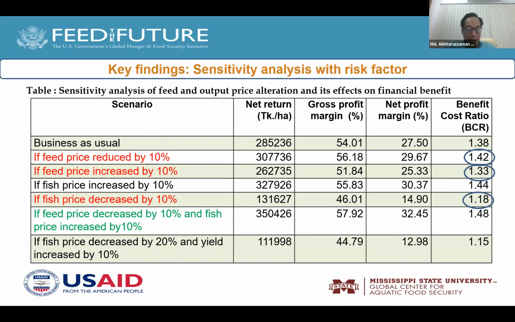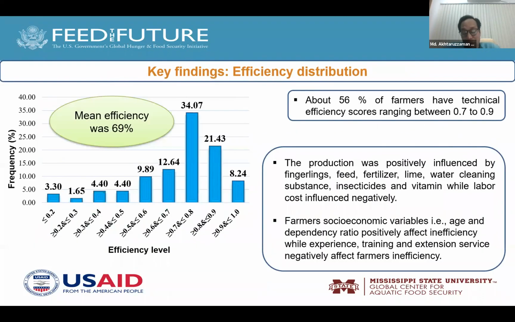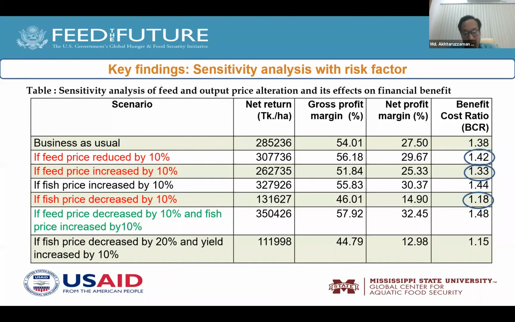This study found that feed cost alone consists of more than 60% of total variable cost. Now, the previous slide, please. To generate some sustainable policy, we tried to exhibit the effect of alteration in feed cost and fish price on the financial benefit of the fish farmer, where 6 scenarios were evaluated with the business as usual situation.